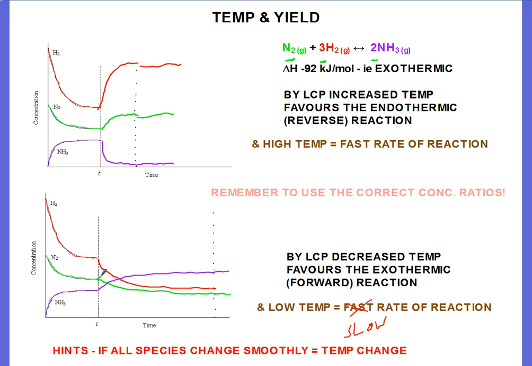So it's taken a long time to reach equilibrium, but this is because it's low temperature, but this time the forward reaction has been favoured. Now, a little hint, if you're ever given the equilibrium diagram, if all species are changing smoothly, so there's not a single peak, and they all just change at the same time and change smoothly, it must be a temperature change.